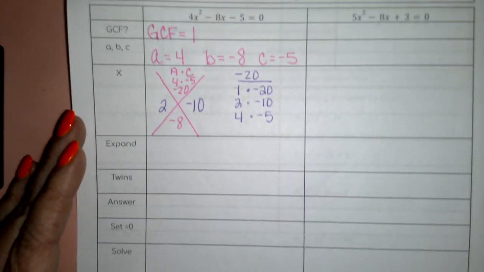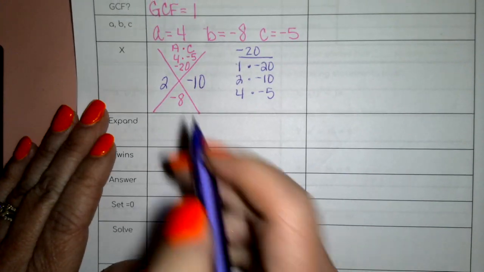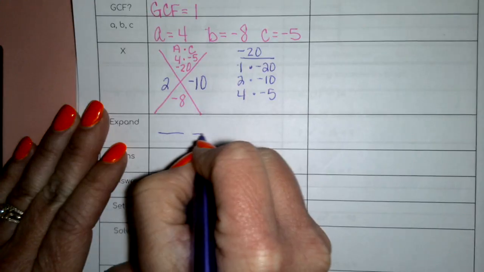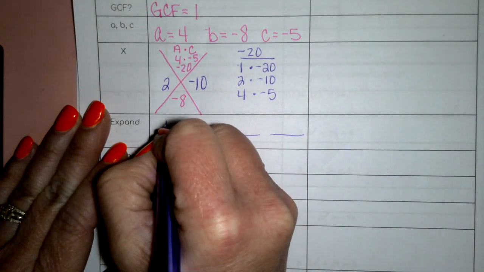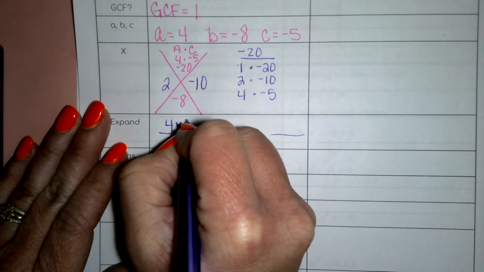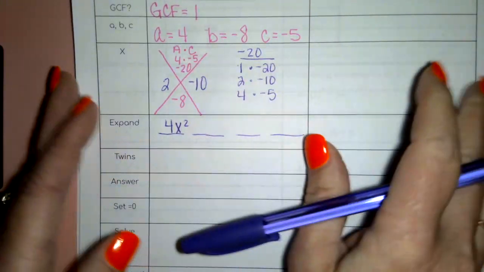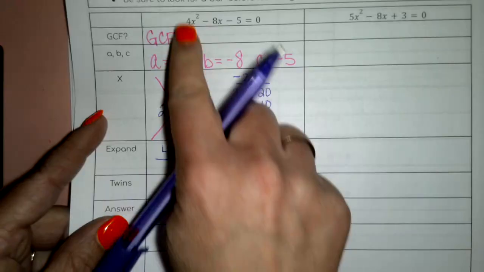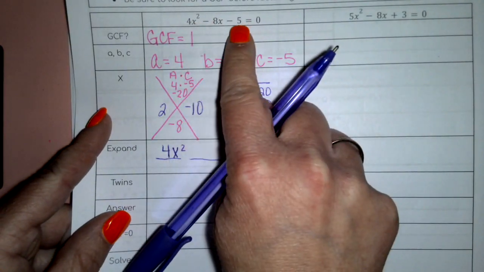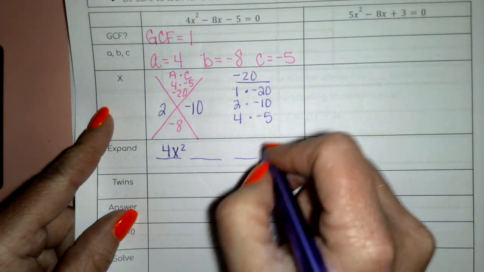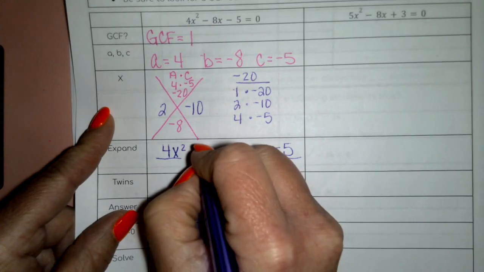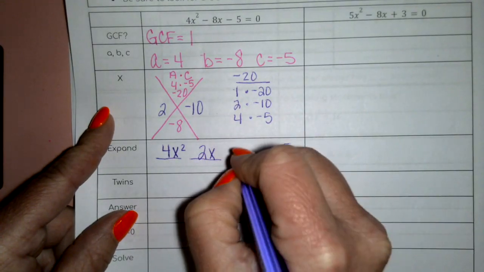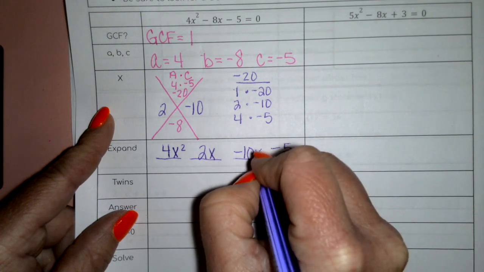Next, we're going to expand using our 4 blanks. The first blank comes from 4x squared, which is our original problem. And then our last blank comes from negative 5. Our two middle terms are 2x and negative 10x.